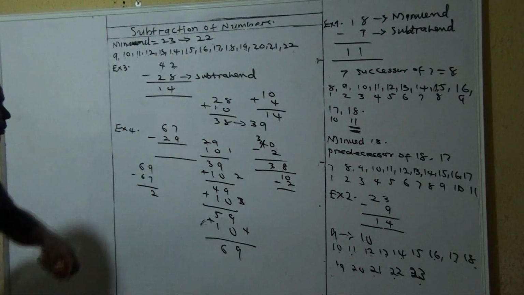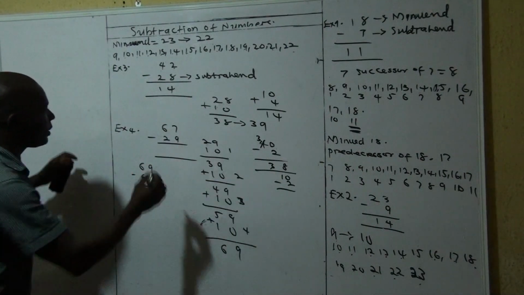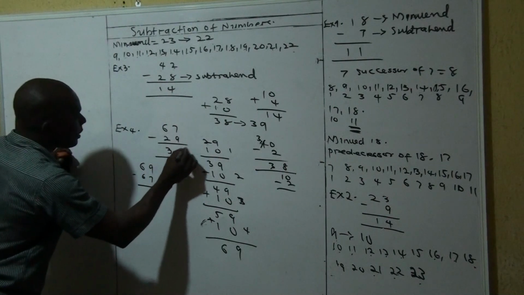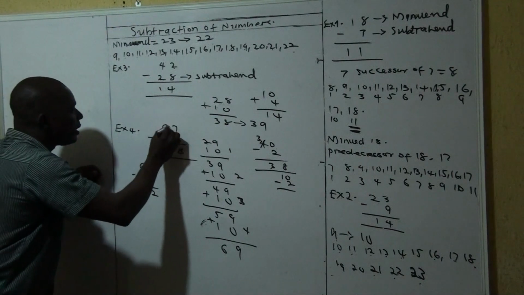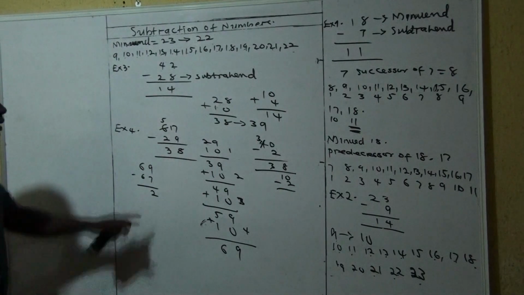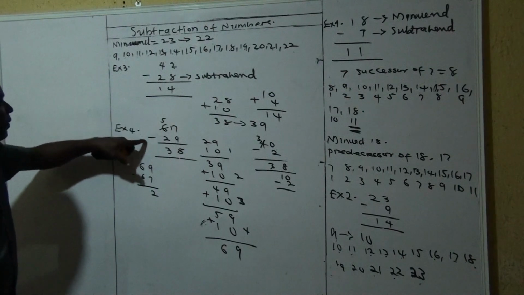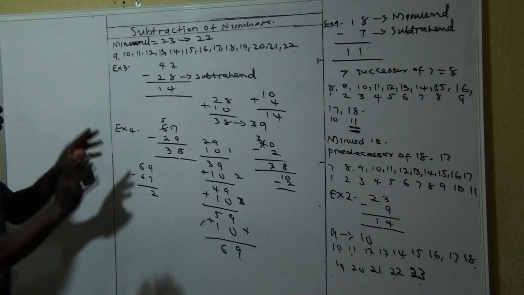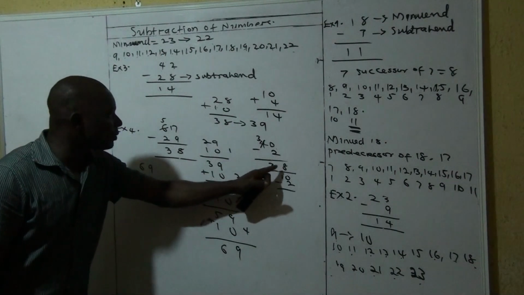Now, if you look at our answer here, it will become 38. So if you want us to do it the normal way, let's borrow 1 from here. This is 5. 17 take away 9 is 8. 5 take away 2 is 3. You see that we are very correct. So this is now our answer.